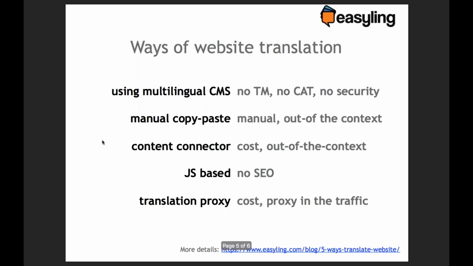Also, there might be some content, blogs or news, for example, which the client doesn't want to translate. How can you exclude these from the source content extraction? So there are a lot of issues which are not translation issues, but IT issues. So today, translating the website is more an IT issue than a translation issue.